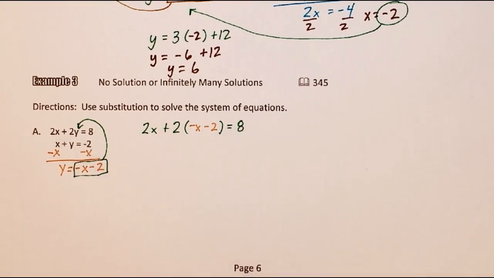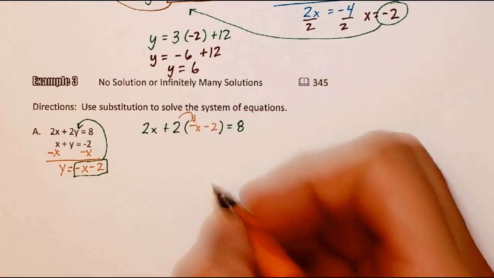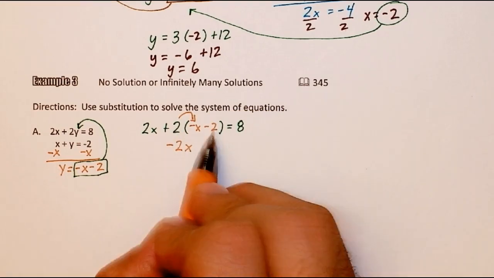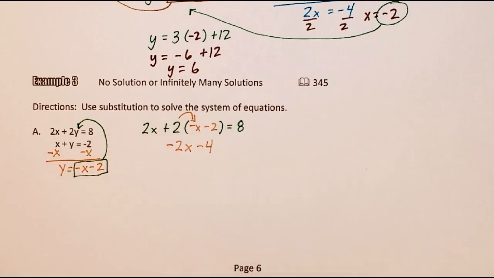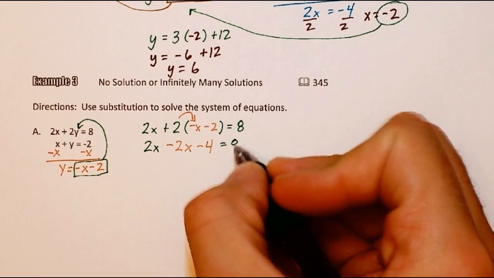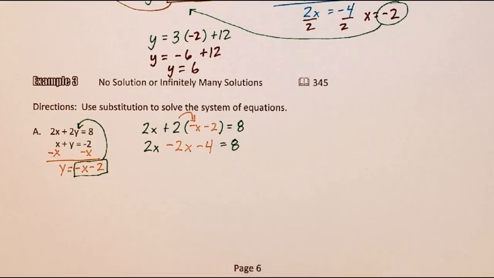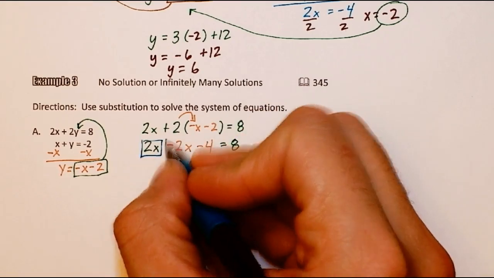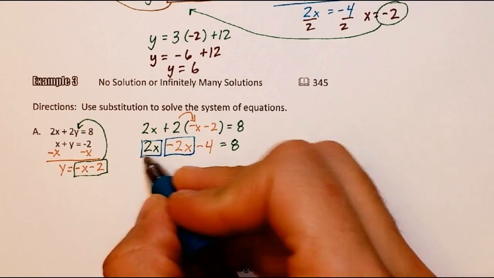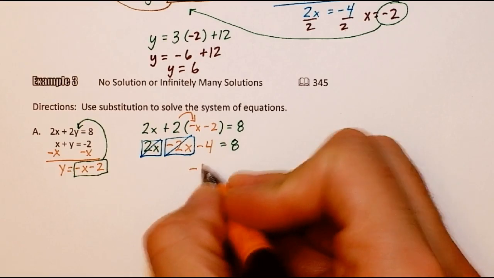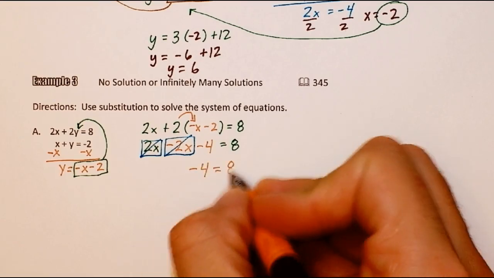So the first thing I want to do here is distribute. When I distribute, 2 times negative x is negative 2x. 2 times negative 2 is negative 4. I'm going to bring down 2x. I'm going to bring down equals 8. From here, I want to combine like terms. So 2x minus 2x, those actually eliminate because they make 0. And I'm left with negative 4 equals 8.